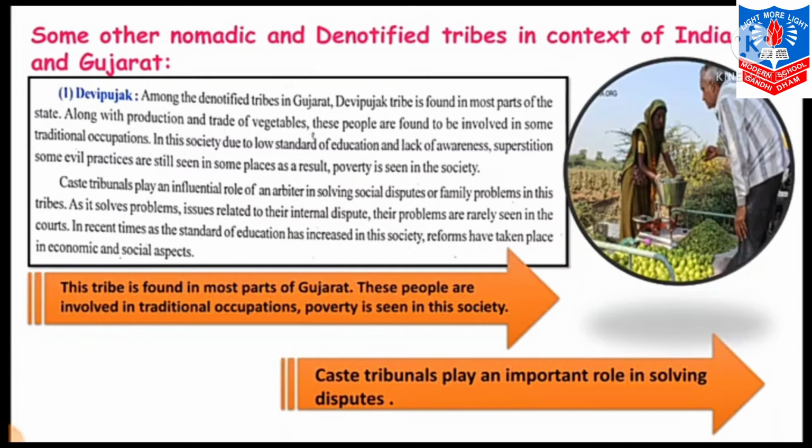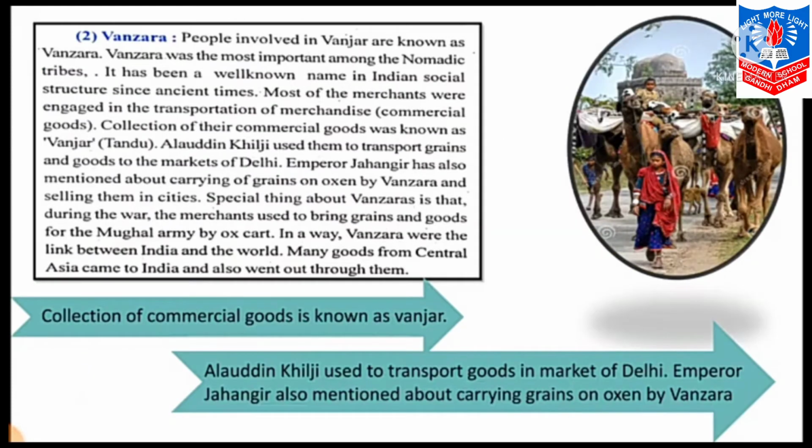Social disputes and family problems of these tribes are resolved by their caste tribunals, so issues related to their internal disputes are rarely seen in the courts. Now, the second tribe is Vanzara. People associated with Vanzar are known as Vanzara, and this tribe was the most important among the nomadic and denotified tribes. Most of the Vanzaras were engaged in the transportation of commercial goods, and the collection of their commercial goods was known as Vanzar, meaning Tandu.